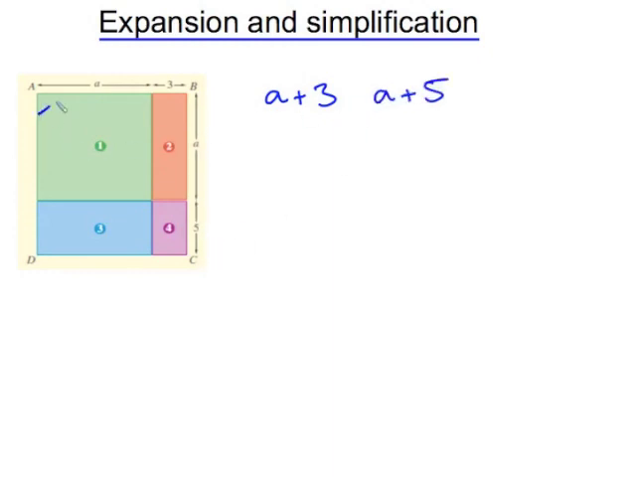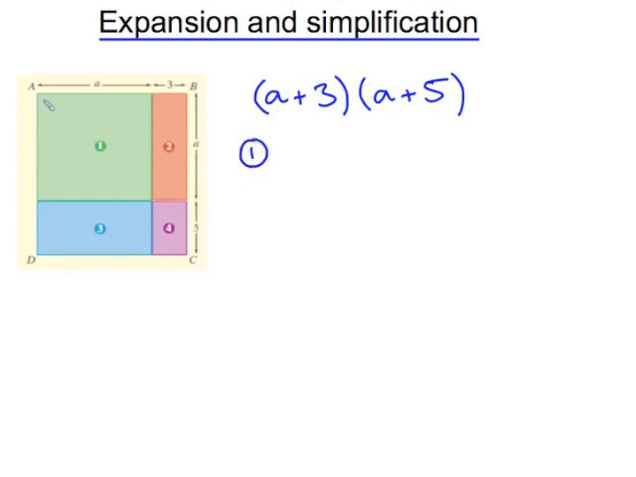So to find the area of this entire rectangle, we need to multiply the width by the length. A plus 3 multiplied by A plus 5. Now there's another way which we could find the area of this rectangle, and that's to look at each of these four areas in turn.